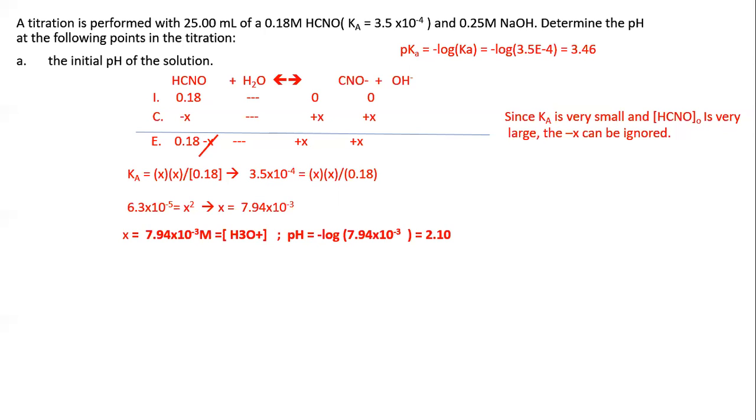Anytime you're looking for the initial pH of a weak acid strong base titration, you just solve it the same way that you would solve for calculating the pH of any weak acid solution. So we use the ice table, solve for the hydronium ion concentration, and then calculate pH.